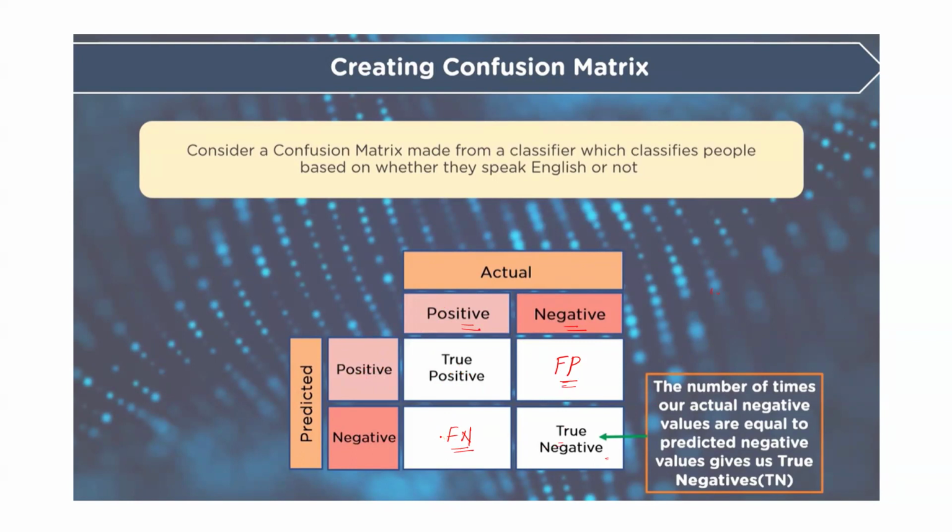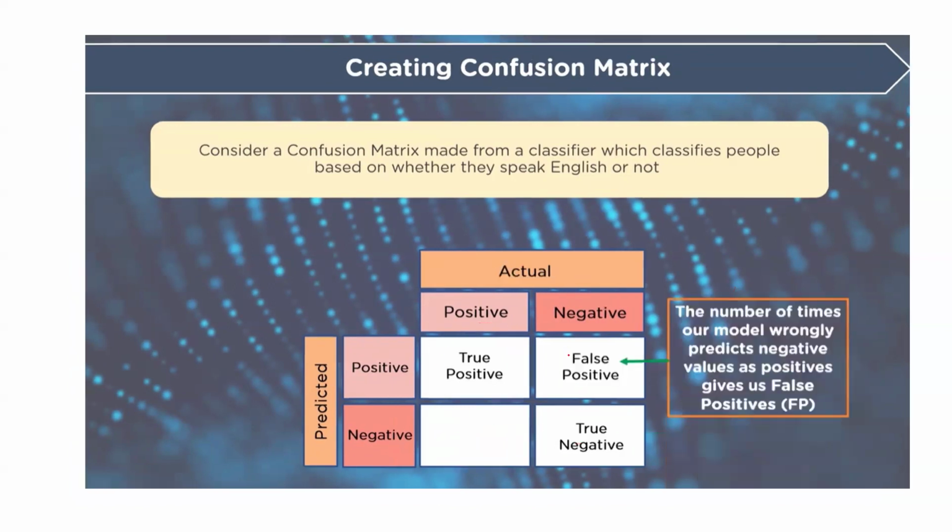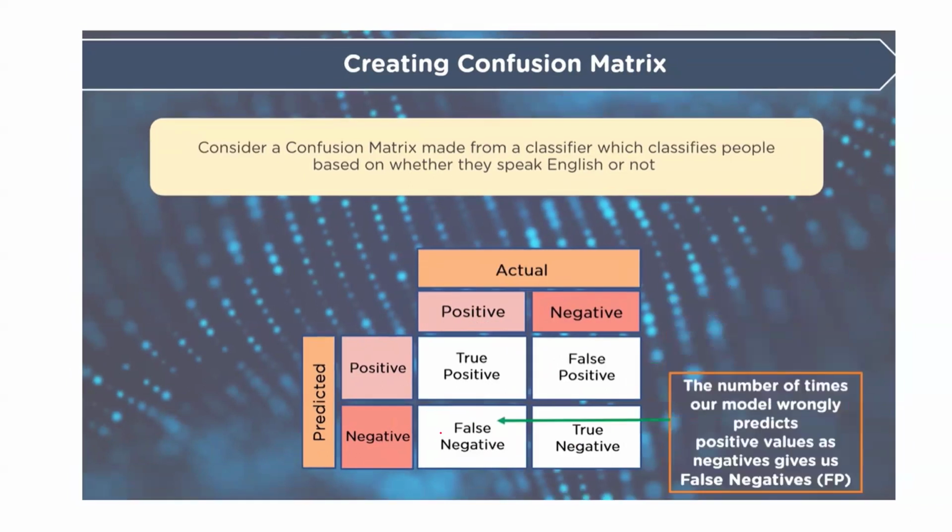So these four are very important terminologies in a confusion matrix. Identifying true positive, true negative, false positive, and false negatives are important things in constructing a confusion matrix. So this is the actual confusion matrix. When you see a confusion matrix, we'll have actual and predicted, and from that, we'll derive true positive, true negative, false positive, and false negative.